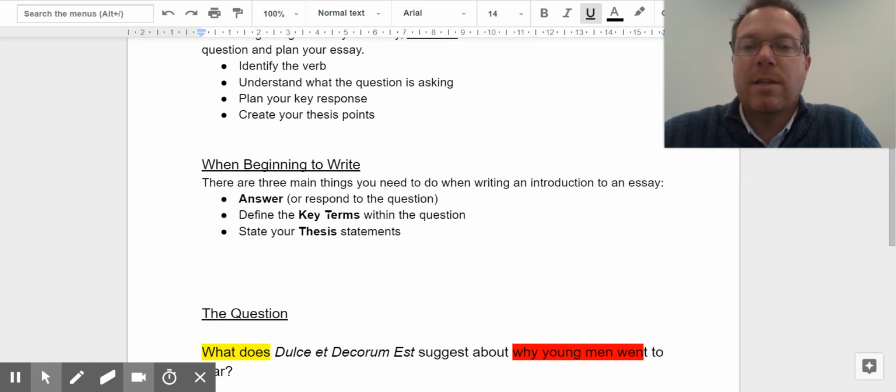And the second thing is you need to define your key terms. What are the main terms in that question that you will be talking about all the way through it? The reason you need to define your key terms is your definition is what shapes your essay. So even if you give a wrong definition for a term, the rest of the essay, if it suits that definition, then that's fine. Then you put in your thesis statements.